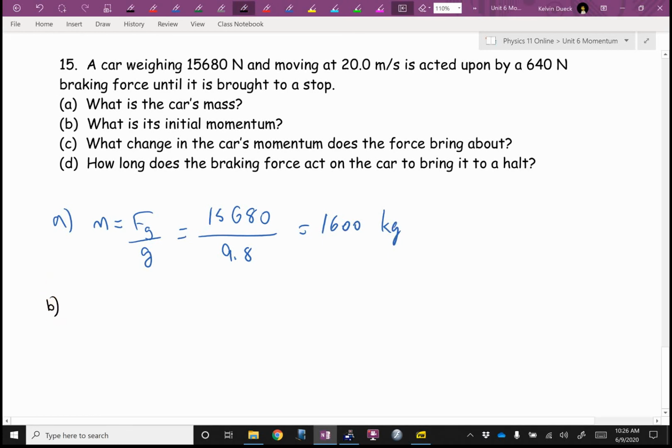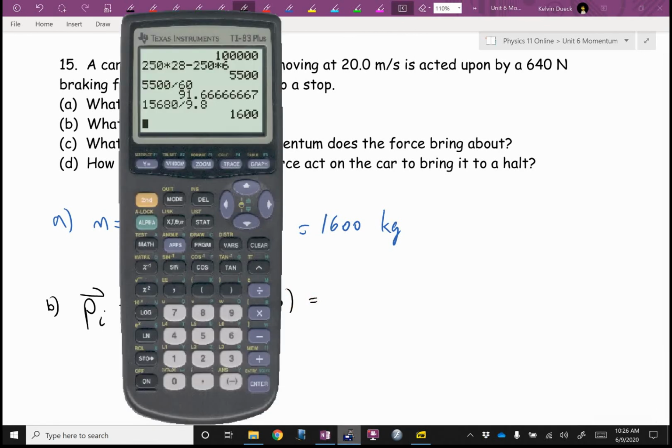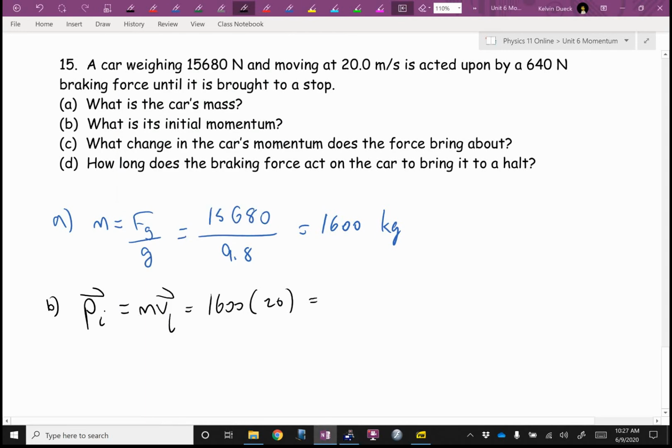B. What's its initial momentum? I was going to draw a delta, but I don't need to. This is not a change in momentum. The initial momentum is going to be mass times the initial velocity, which is going to be 1600 times 20. I could have done that in my head. 32,000 kilogram meters per second.